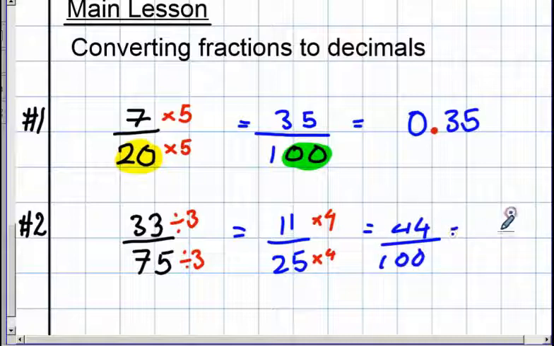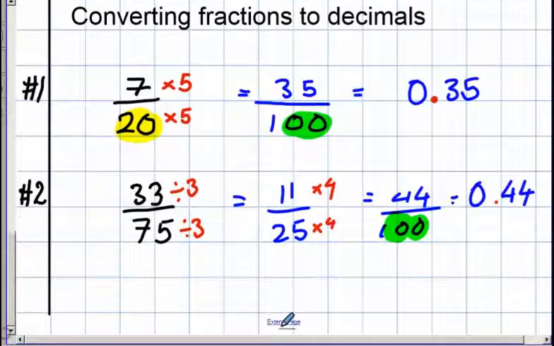So my answer is going to contain these figures. And the number of zeros, which again is 2, tells me the number of figures after the decimal point. So it's 0.44.